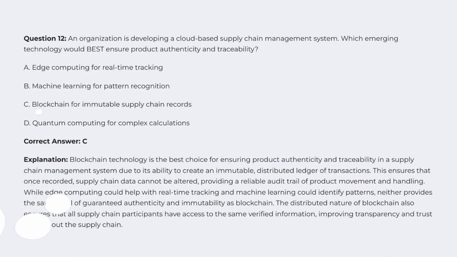Correct answer, C. Explanation: blockchain technology is the best choice for ensuring product authenticity and traceability in a supply chain management system due to its ability to create an immutable, distributed ledger of transactions. This ensures that once recorded, supply chain data cannot be altered, providing a reliable audit trail of product movement and handling. While edge computing could help with real-time tracking and machine learning could identify patterns, neither provides the same level of guaranteed authenticity and immutability as blockchain. The distributed nature of blockchain also ensures that all supply chain participants have access to the same verified information, improving transparency and trust throughout the supply chain.